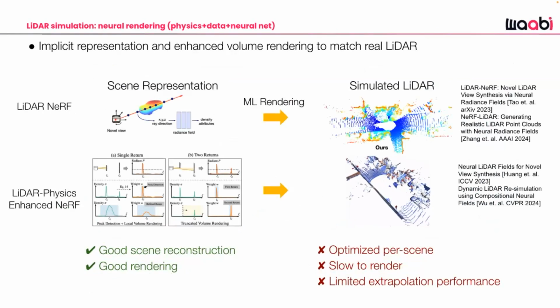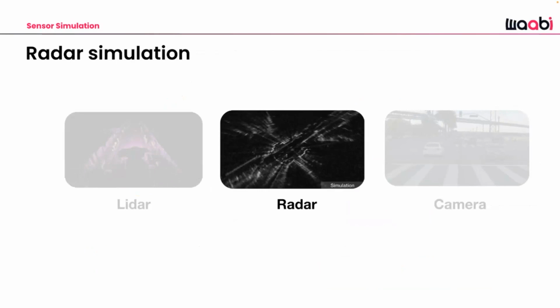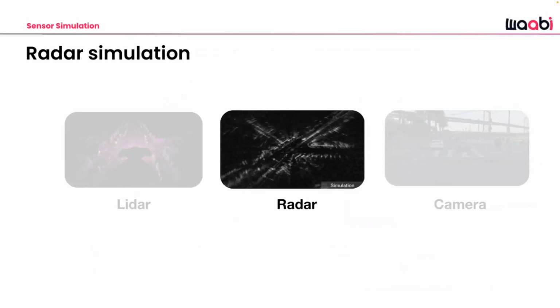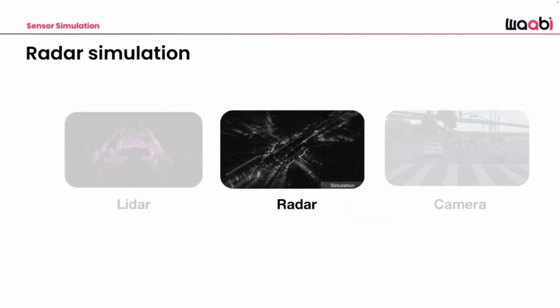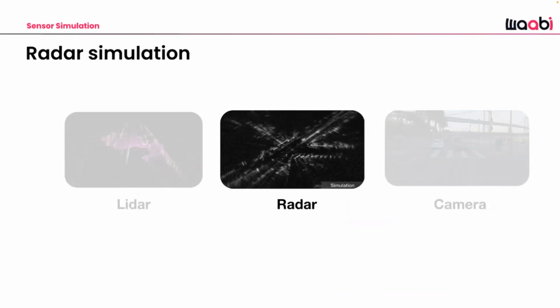This is getting very high quality scene reconstruction, but it can still be slow to render. And it still doesn't take into account that you might need to simulate different types of sensor modalities. So I'll talk in the next couple of slides about recent works that do both camera and LiDAR simulation through neural rendering. Oh, I guess that's going to happen after I finish the camera simulation work. But I'll first talk about radar simulation.